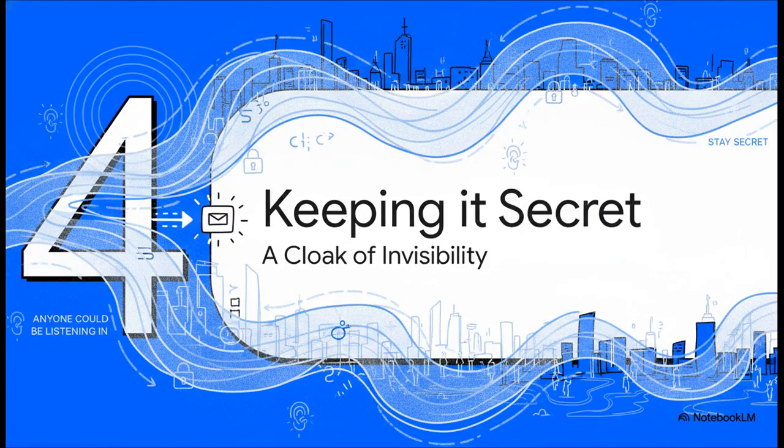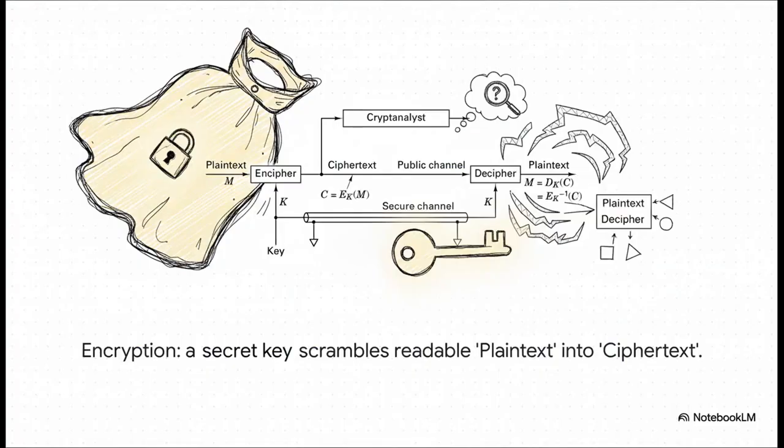Okay, so our message is now lean and efficient. But being fast isn't everything. It's about to travel through public networks, which you can think of as the digital version of a crowded city street. Anyone could be listening in. So our message needs a way to stay secret. It needs a cloak of invisibility. And that cloak is called encryption.